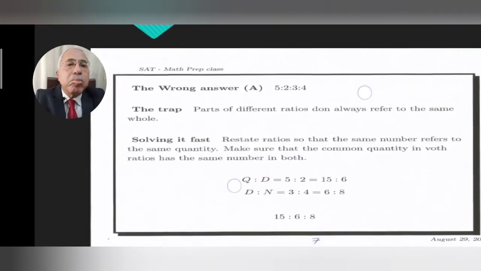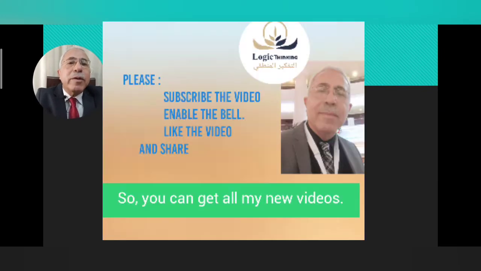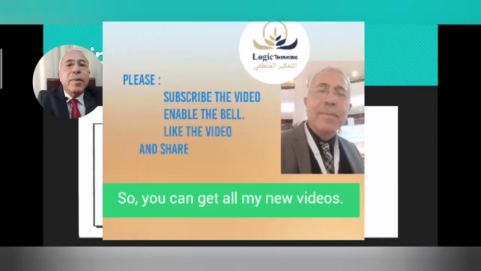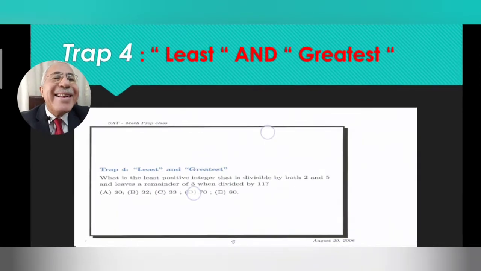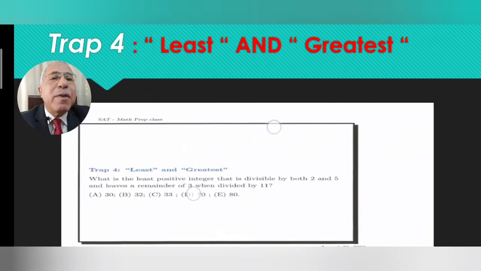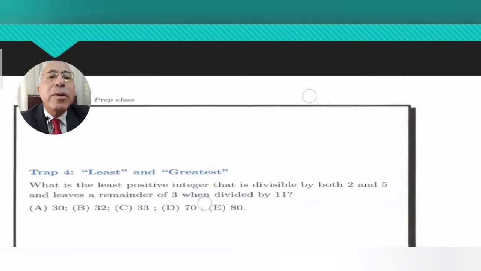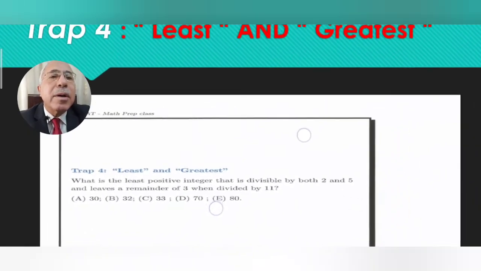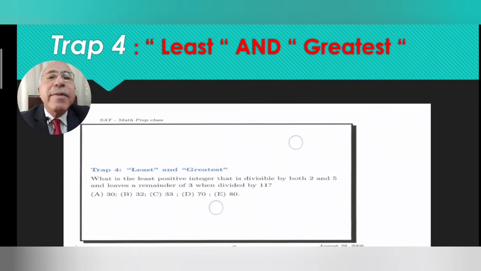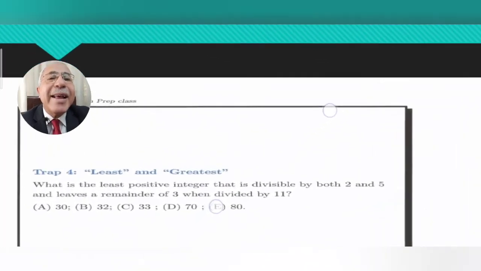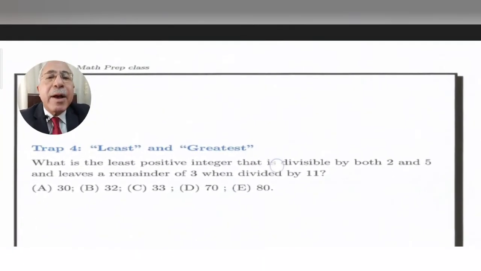Okay. What does trap number 4 talk about? It talks about least and greatest. Be careful here. This is a very, very tricky question. It talks about least and greatest.